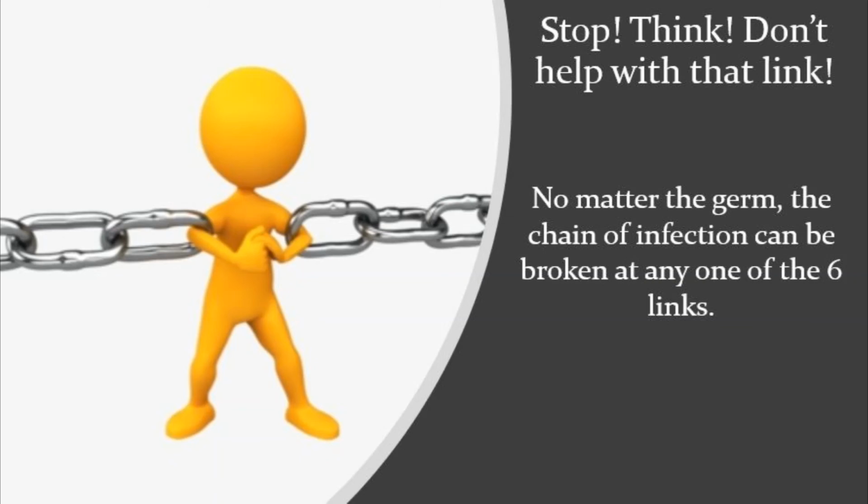No matter the germ, the chain of infection can be broken at any one of these six links. So we really need to think about what we are doing in our communities to help break that chain of infection. Some of those things may include reviewing our standard precautions, policies and procedures, and our infection control plans. Are our staff washing their hands when they are supposed to? Are they wearing PPE, personal protective equipment, correctly? Do they have access to that PPE? Are they cleaning and disinfecting as they should be?